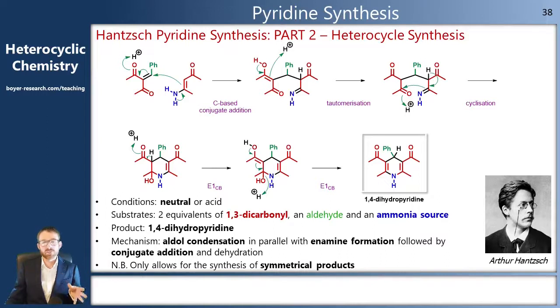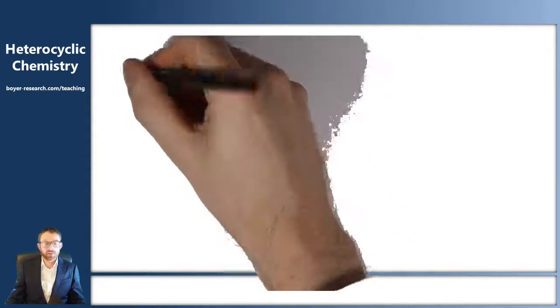You'll notice that the products here are symmetrical, and if you want to make an unsymmetrical product, then you'll need to do each of the 2 steps at the start separately. The product here is also a 1,4-dihydropyridine, so if you want the fully aromatic version, a separate oxidation is required. We can go through this more slowly.